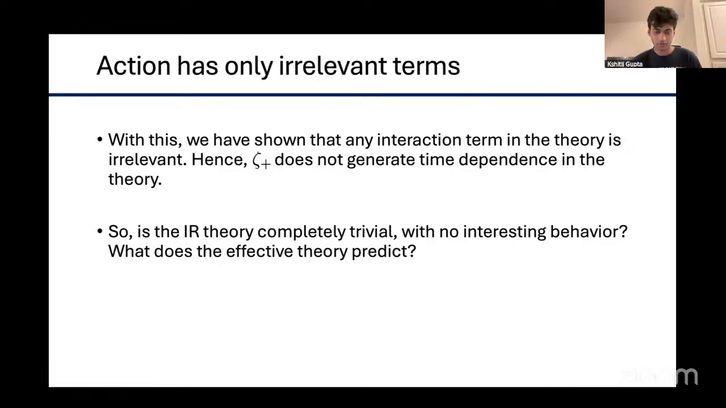So doing this analysis, we can finally claim that zeta plus really does not generate any time dependence in the theory without having to resort to any loop calculations. That's just how the structure of the theory and the symmetries are built. It just imposes this constraint. So now that we've made an entire theory, or did this entire EFT stuff, to understand the time dependence of zeta, can we also say more things about the IR? I just said that all the interactions are irrelevant. So is the IR completely trivial? Is there no interesting dynamics? What does the EFT predict?